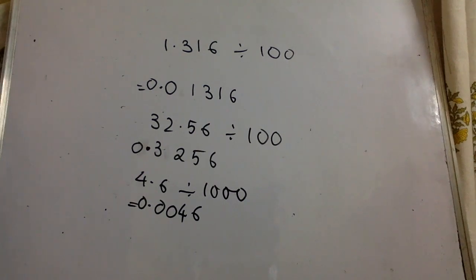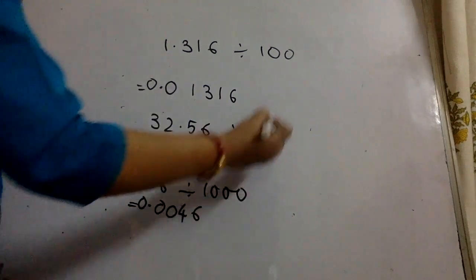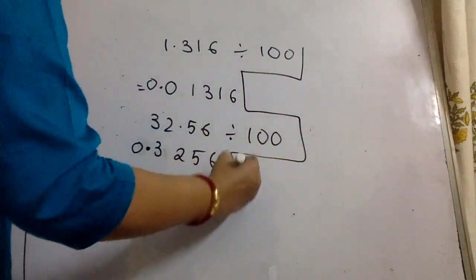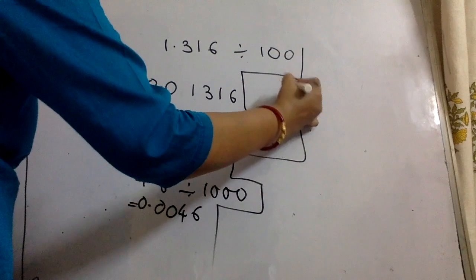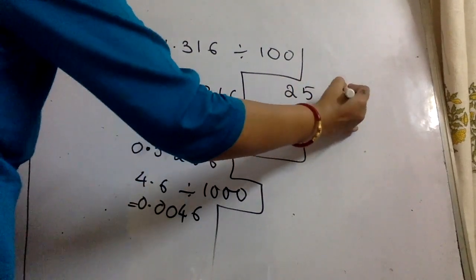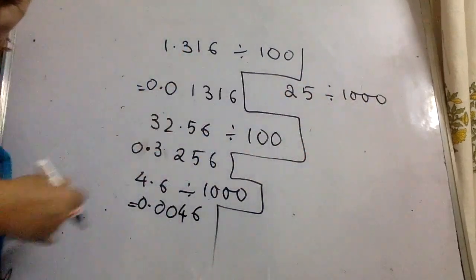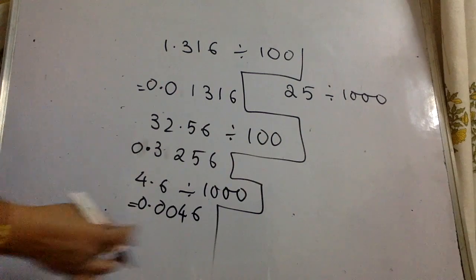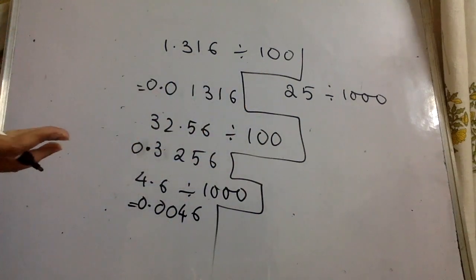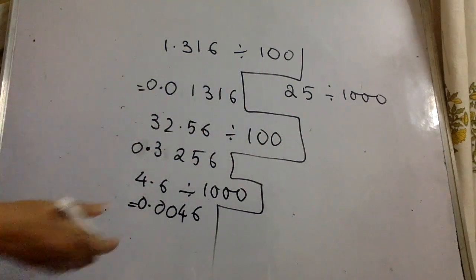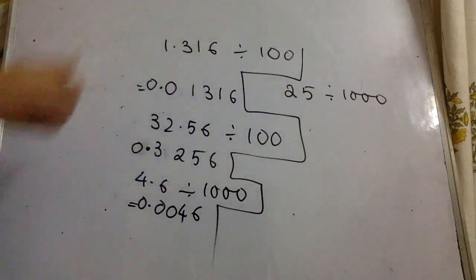So let me take another question where it will be divided by 1000. Let me take a whole number, where you can't even see the point. So let me take 25 divided by 1000. Now what do I do for this? You just can't see the point, but there is a point. For a whole number, the point is hidden after the number.